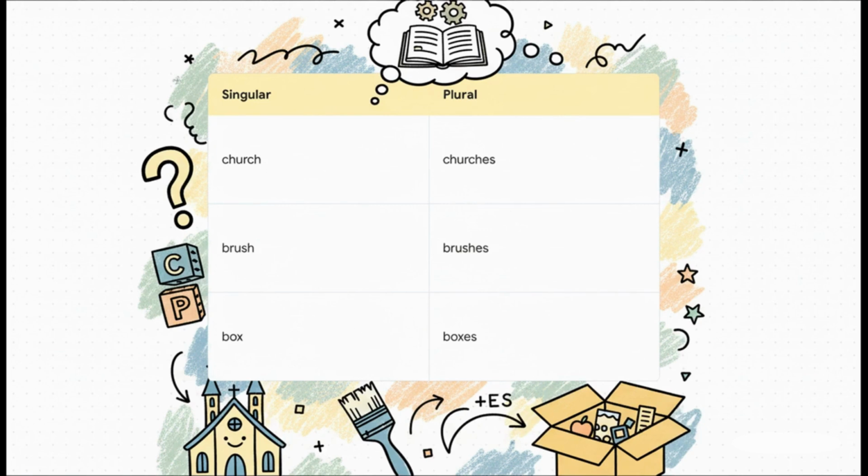But what about words that end in those hissing sounds? Like ch, sh, s, x. Think church or box. If you just add an S, it sounds weird. Try saying boxes. It doesn't really work, right? That's why we add es. It gives it a whole extra syllable, box-es, and suddenly it's way easier to say. It's actually a cool example of how pronunciation shapes the rules of grammar.